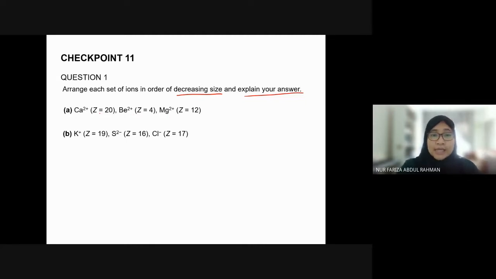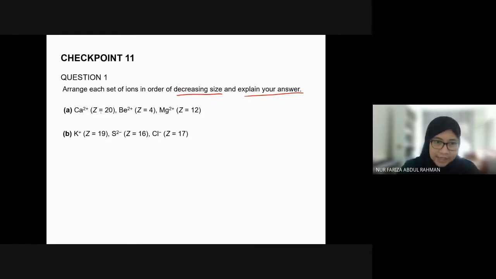By right, all the representative elements, especially group 1, group 2, 17, 18, 15, 16, 13, 14, all the representative elements, especially period 1 until period 3, you have to memorize. Especially group 1, group 2, 17, 18. So calcium 2+, beryllium 2+, magnesium 2+ come from the same group, but all of them are in ion state, in cation state.